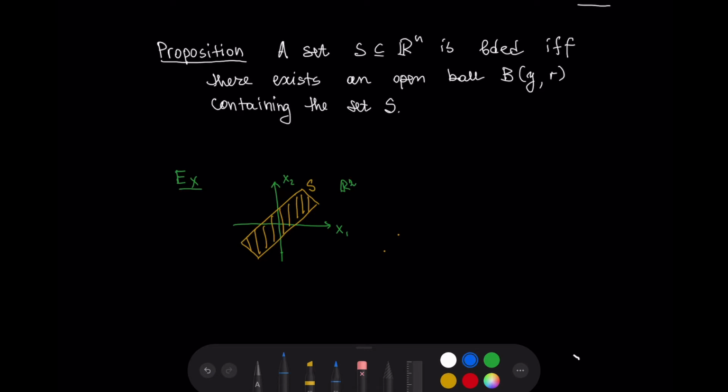If you thought that it was bounded, then you were right, because we can definitely draw a circle of finite radius that contains this set S. It's going to be a ball centered at some point y of radius r. So the set S is definitely contained in the ball centered at y of radius r. So the set S is bounded.